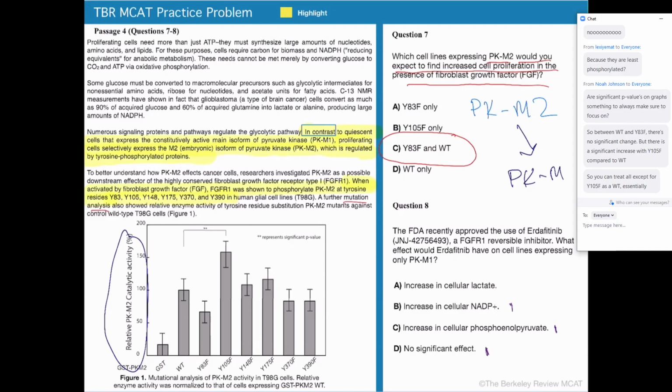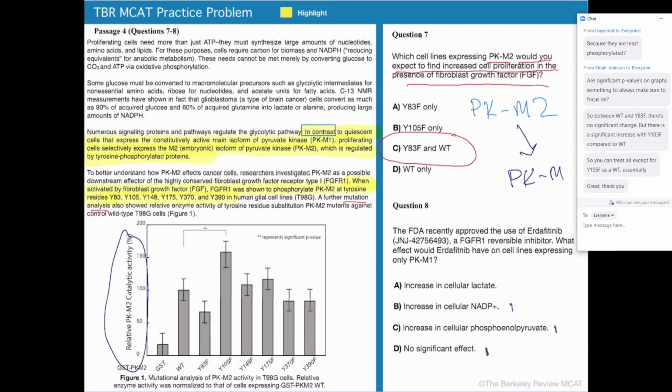Right? And so again, going back to every single passage, I want your eyes to go straight to wild type. I want you to go, okay, first thing you look at is control, wild type. Second thing you look at is what's changed. And then third thing you look at is what does that change mean? Okay?